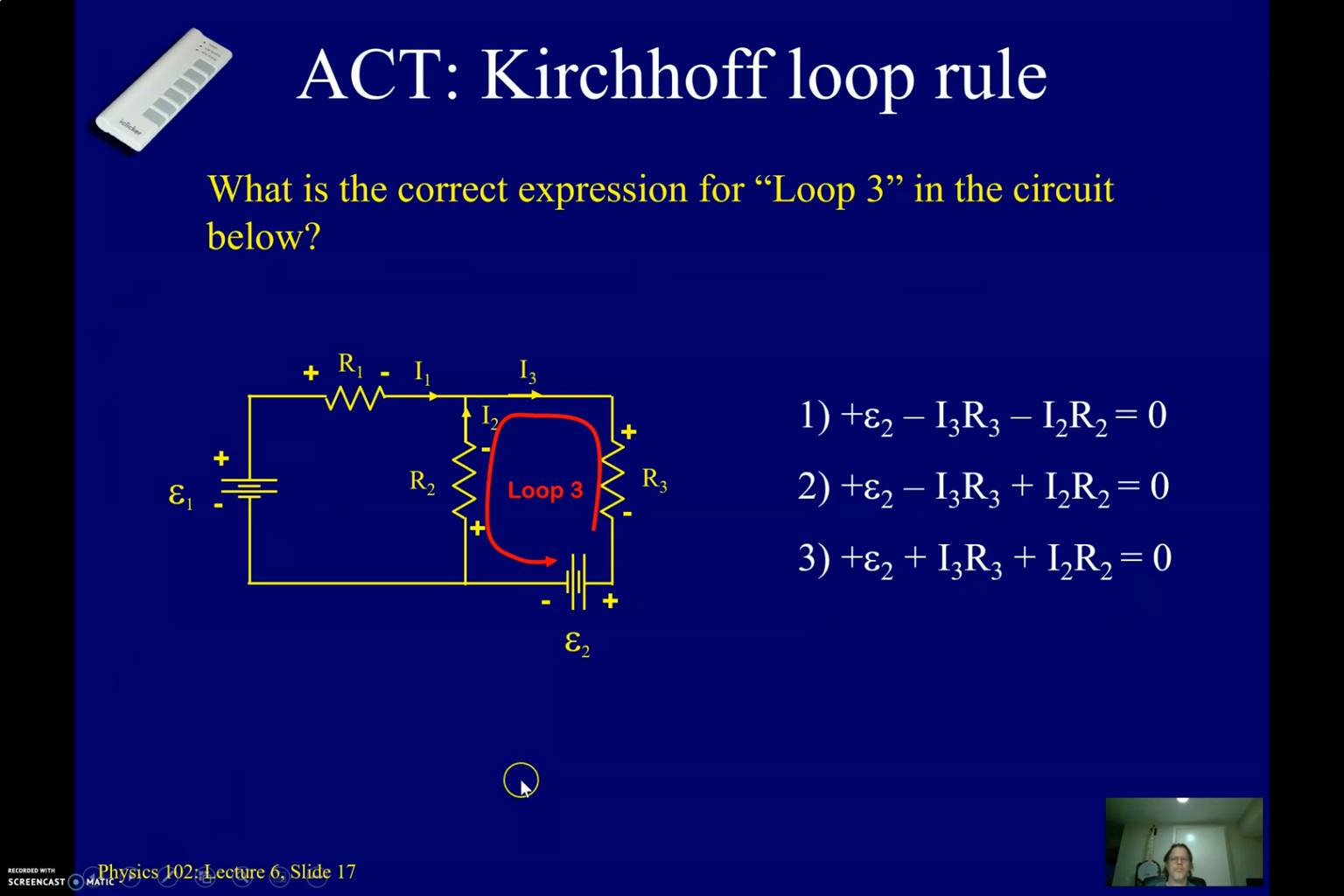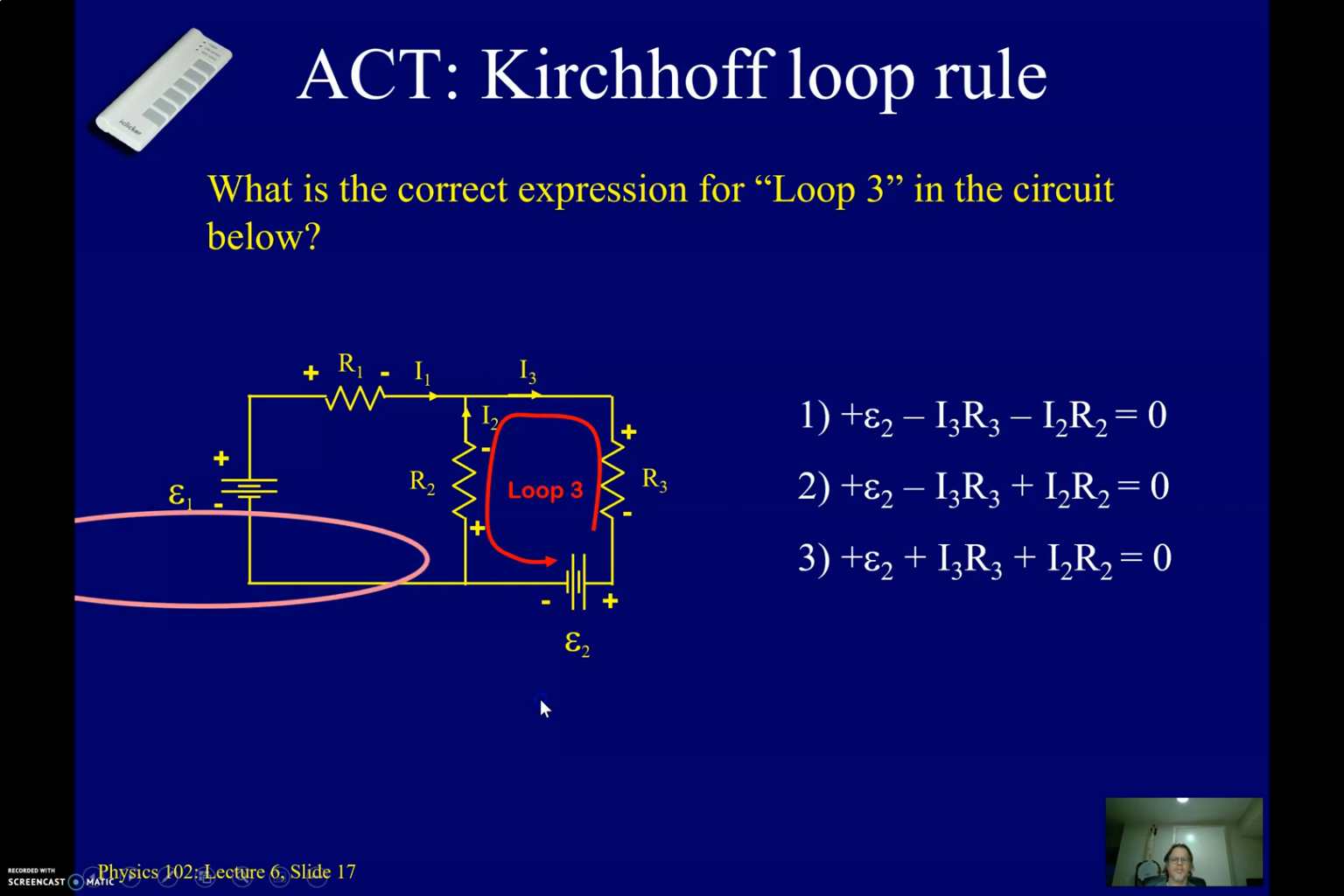Okay, so starting something a little easier. What is the correct expression for loop 3 in the circuit below? Okay, common question you might see on an AP exam multiple choice question. So this is your loop for loop 3. So you start with your E2. Then you're going to drop across this one, you're going to drop across that one, and then drop across this one.